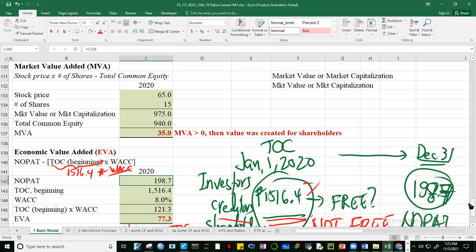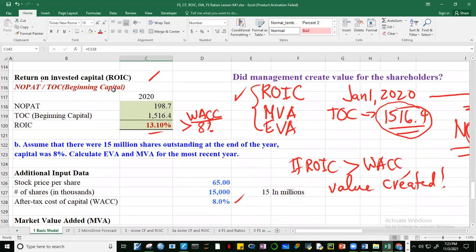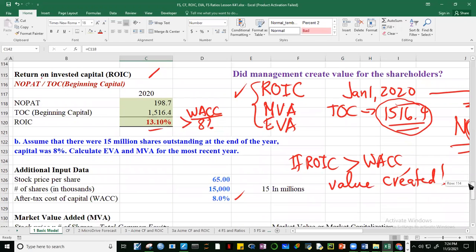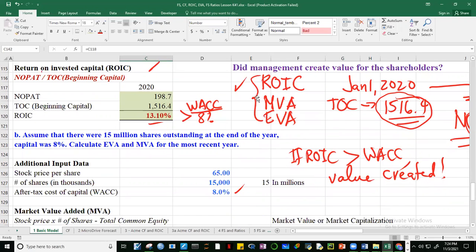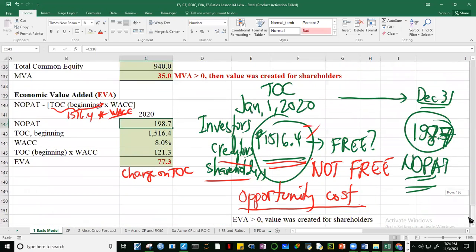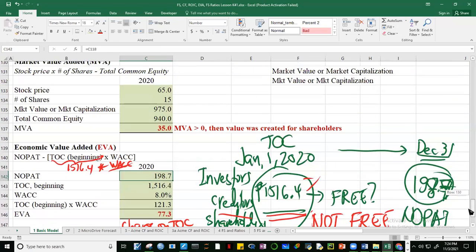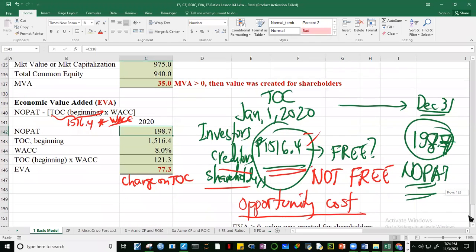Quick review, guys. ROIC, we said, as a measure is computed by NOPAT divided by the beginning capital. And if the ROIC is greater than the WACC, then value was created for shareholders. And if the ROIC indicates that value was created for shareholders, then that will be the same for MVA and EVA. They will yield the same results, either value creation or value destruction.